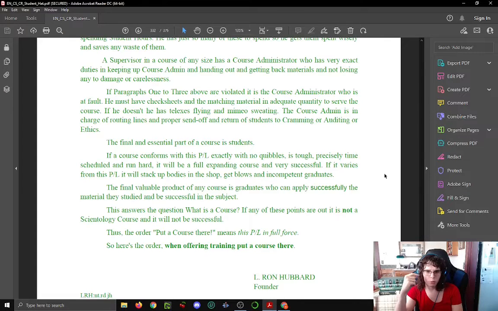This answers the question, what is a course? If any of these points are out, it's not a Scientology course and will not be successful. Thus, the order put a course there means this PL is in full force. So here's the order. When offering training, put a course there. If any of these points are out, it's not a Scientology course.